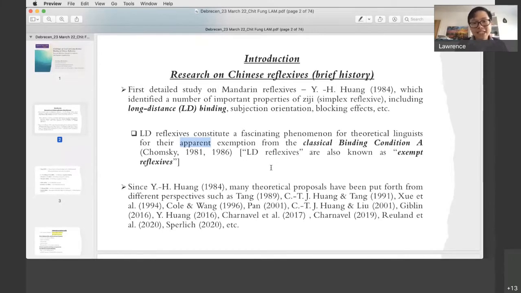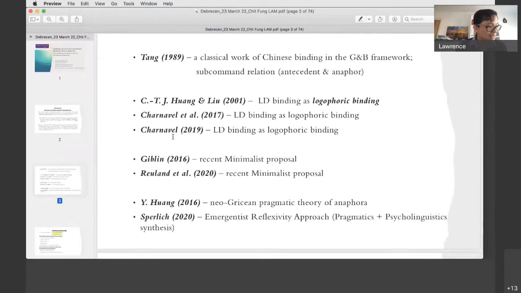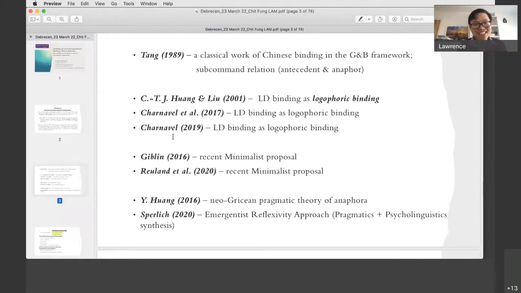And since Y.H. Wang in 1984, lots of different theoretical proposals have been put forth from all different kinds of perspectives. Although I'll mention the findings of some of these studies today, I won't be able to go into the technical details of their proposals, but I'll briefly point out just a few to highlight the fact that there can be many different ways of approaching long-distance binding in Chinese.